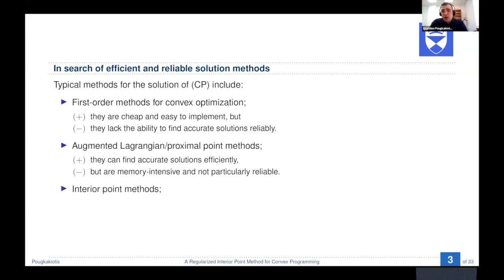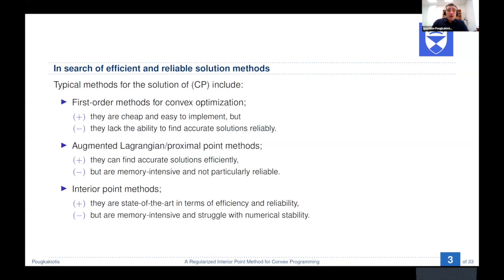Finally, we have the class of interior point methods. And actually, these are state-of-the-art in terms of efficiency. Specifically, there is the polynomial complexity of interior point methods for a wide class of convex optimization problems. And they have also been demonstrated to be extremely reliable. And this is the reason why most commercial solvers make use of interior point methods. Again, these are second-order methods, so they are also quite memory intensive.